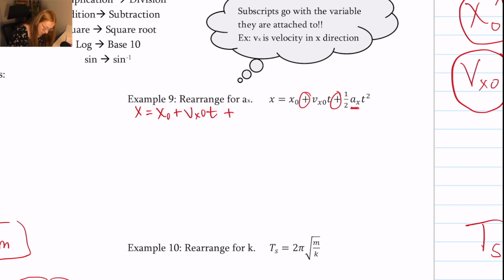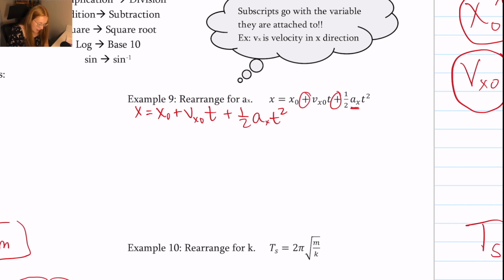That kind of looks like it's not a subscript. Let me rewrite that. Okay, so like I said, we need to get this a by itself. So we're going to work on the other things first and kind of work our way inwards until we get to the a. So let's start with this x naught.